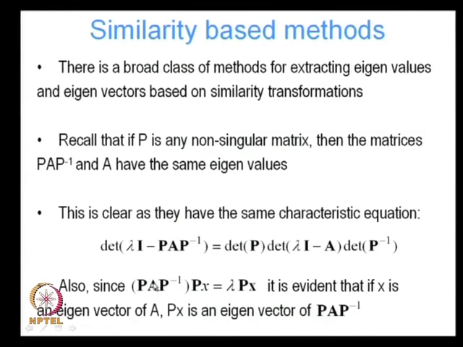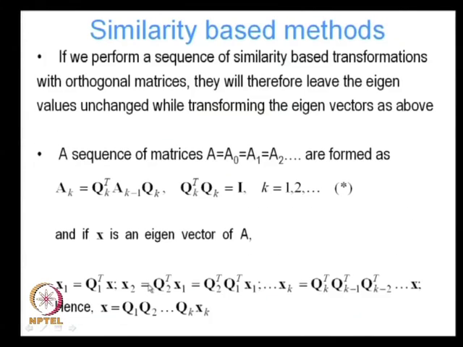So, P A P transpose. Instead of P, I am using Q transpose. So my eigenvectors are going to be transformed as Q transpose operating on X. X1 is equal to Q1 transpose X, X2 is equal to Q2 transpose X1, which, if I expand it out, I am finally going to get QK transpose, QK minus 1 transpose, QK minus 2 transpose, and so on and so forth, times X. So after K similarity transformations, my original eigenvector X is going to be transformed to this.